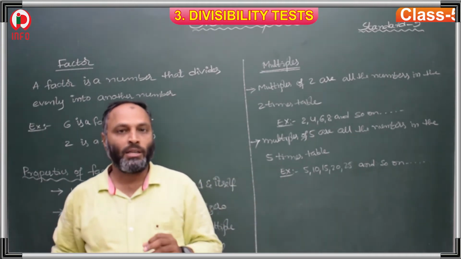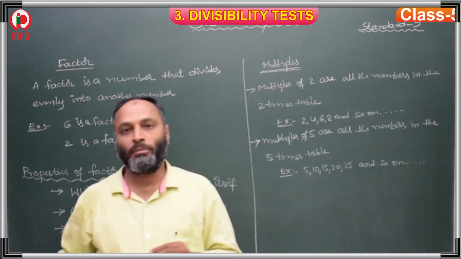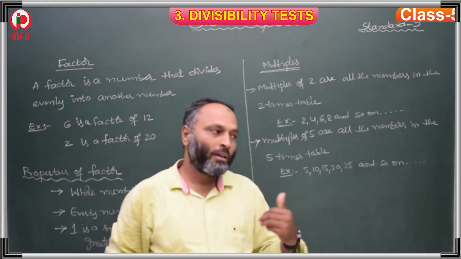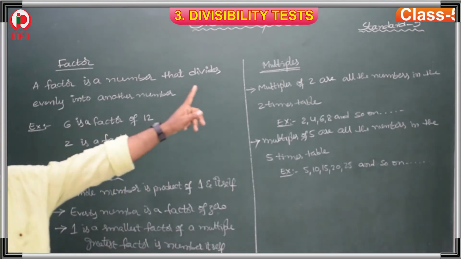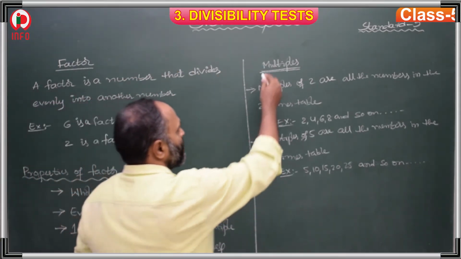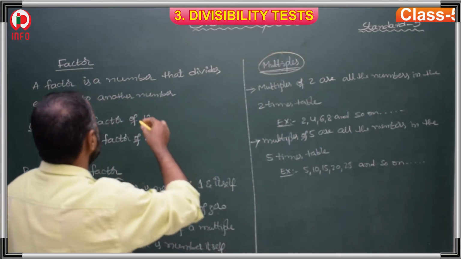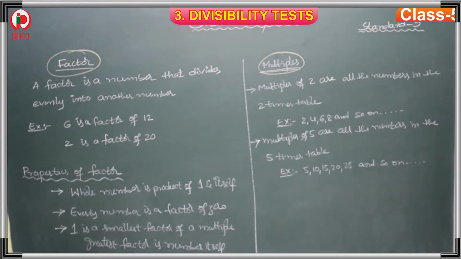Before we start how to divide, what the shortcuts are, and how a given number is divisible by so-and-so table, we should know about factors and multiples. So what is meant by factor and what is meant by multiples? These are all multiples. This is factors. Now, what is a factor?